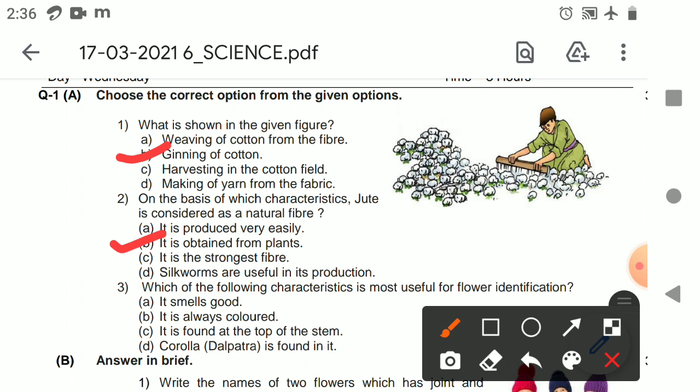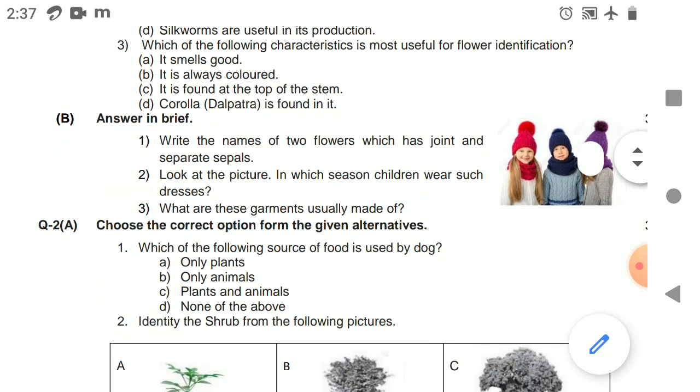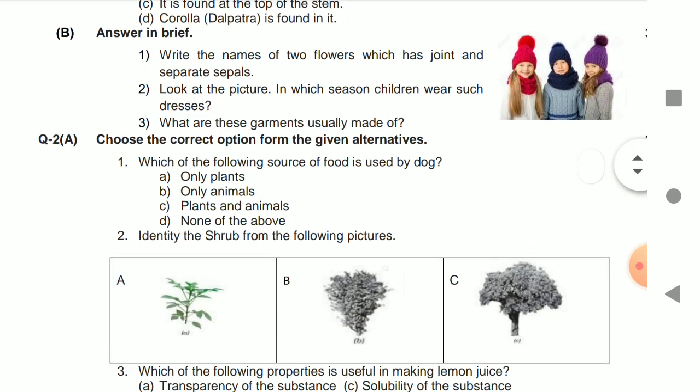Now, which of the following characteristics is most useful for flower identification? So the answer is option D, corolla. Dalpatra is found in it. So this is the answer. Now we will see answers in brief. Write the name of two flowers which have joined sepals.